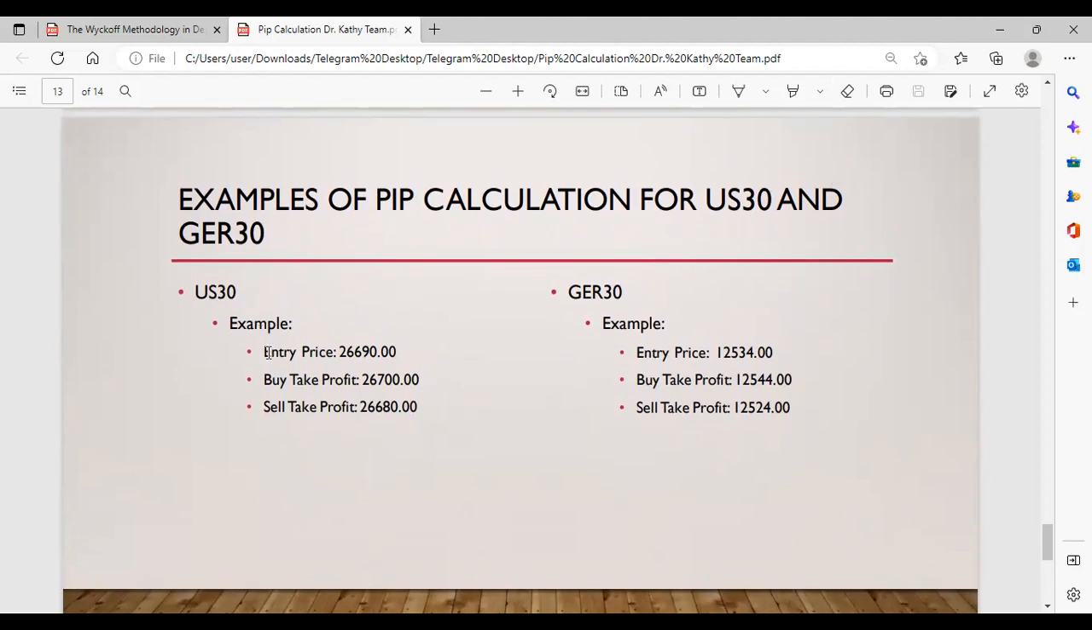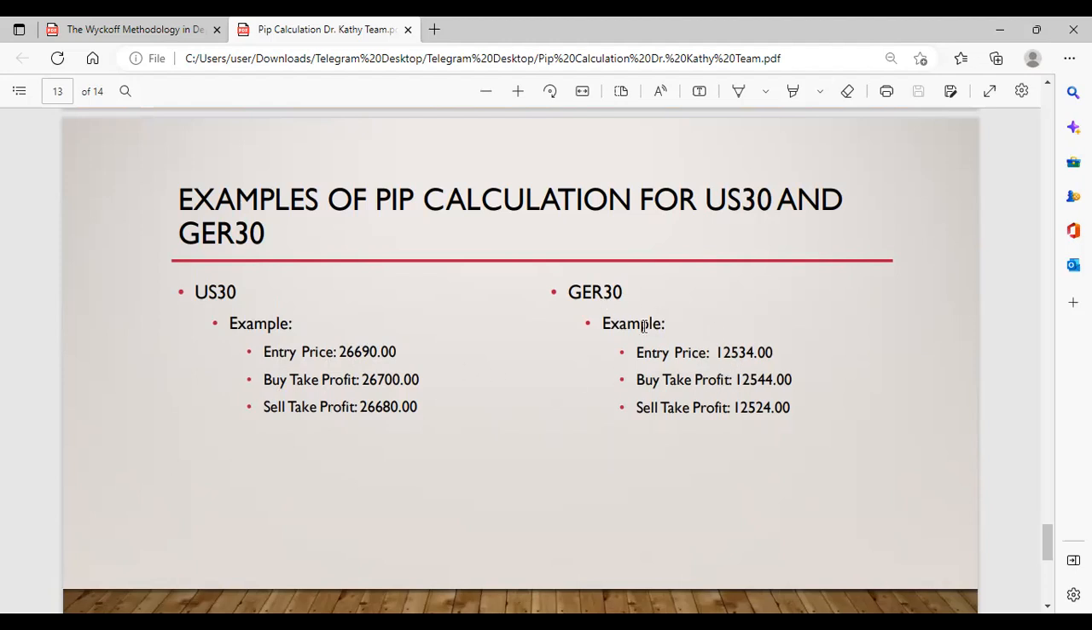So the US 30, for example, you see the small point, the entry price 26,690.00. The buy take profit is 26,700. What happened? We added 10, it gave us 700. That's take profit on the buy. Then on the sell, take profit is 26,680. What did we do? We did minus 10, 690 gave us 680, which gives us the take profit of the sell. You do the same thing to find your stop loss. So just take profits to find your take profits when you have an entry price, right?